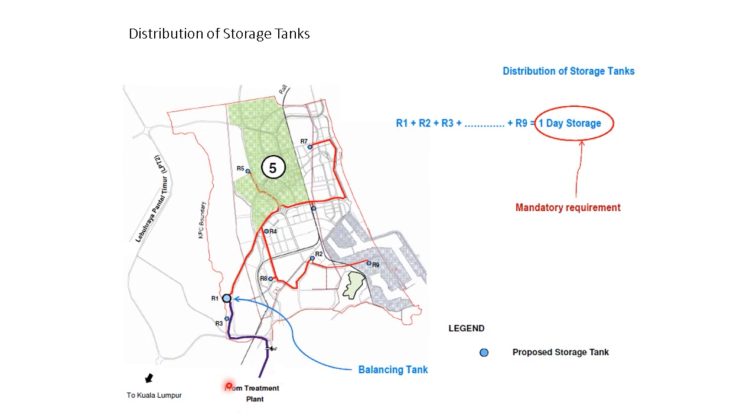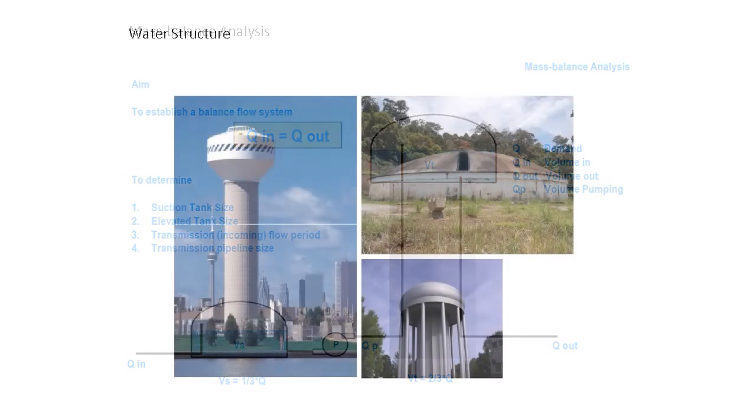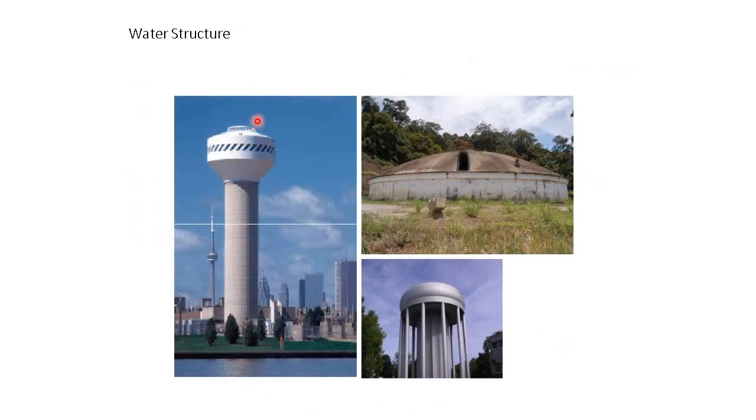For the distribution storage tank, it is a mandatory to allow for 1 day storage, 1 to 3 days tapi 1 day mesti cukup lah untuk storage. This is the example of water tank, water structure yang store the water.